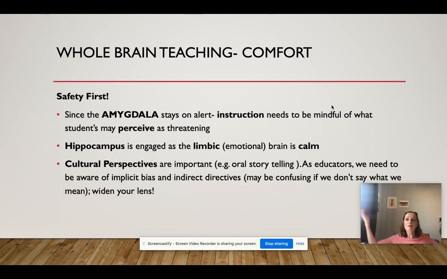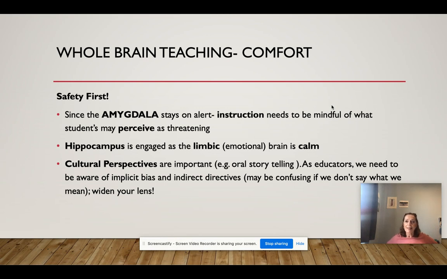So what's first in all this, all these words and all this jargon? What's first is comfort. So let's get into whole brain teaching. We're going to talk about comfort. We're going to talk about cooperative learning, direct instruction, and making connections.